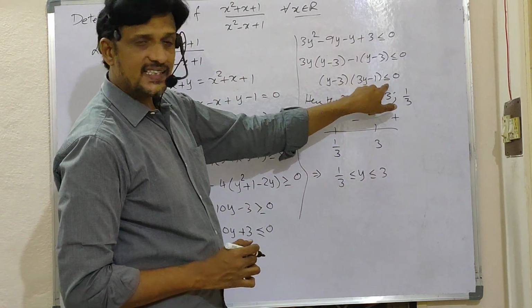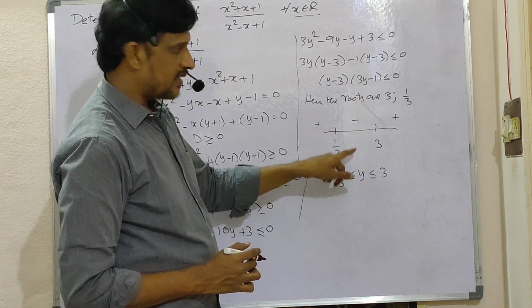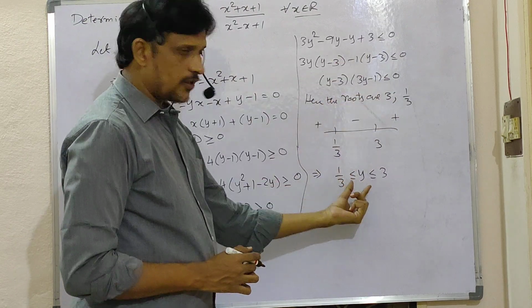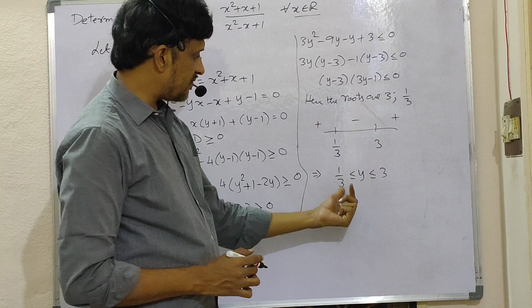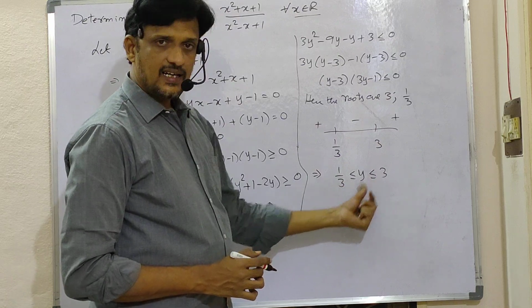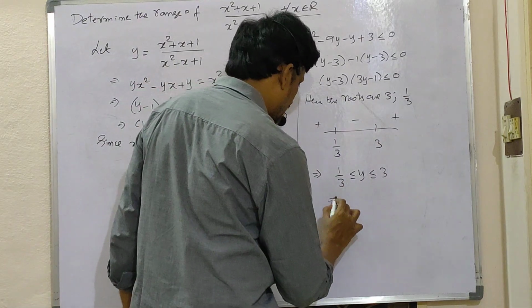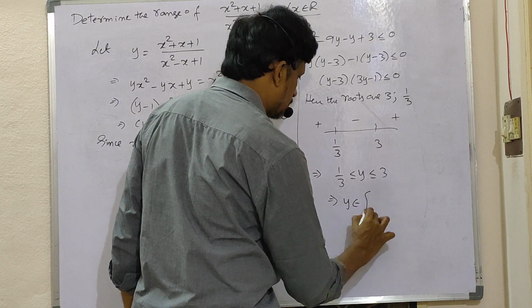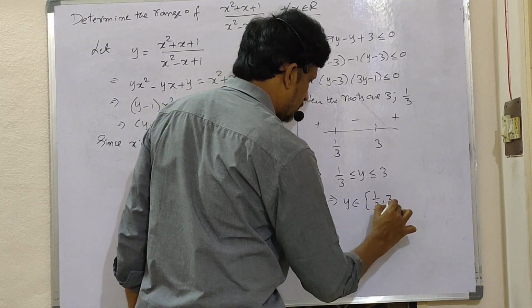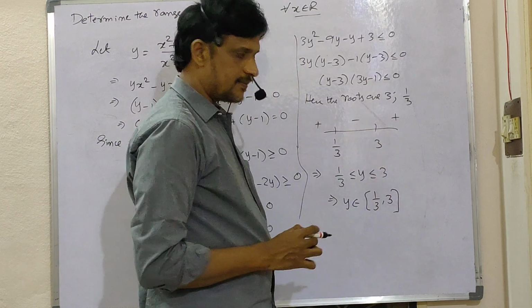If strictly less than is given, you have to write an open interval. But here, less than or equal to means closed interval. Equal to 0 you are getting when you are substituting the roots. So this one you can write like this: y belongs to 1 by 3 to 3, closed interval. This is called closed interval.